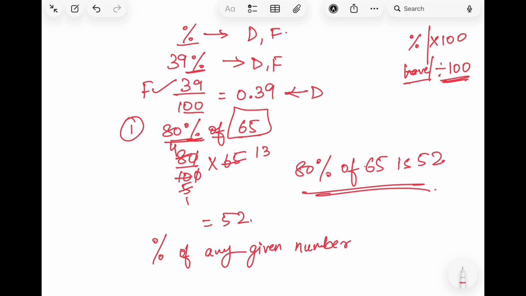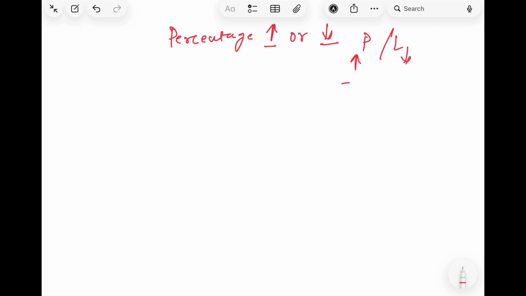Now, not necessarily always do we have to find a certain percentage of a given number. Sometimes we also have to find the percentage increase or decrease, right? Percentage increase or decrease, very simple. When we talk about profit or loss, profit means increase, loss means decrease. So percentage increase means when there is an increase in a number by some percentage, right?